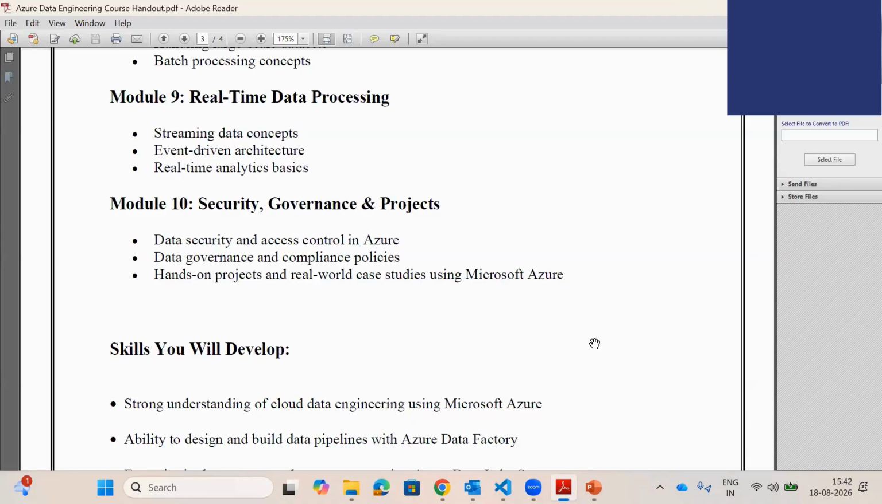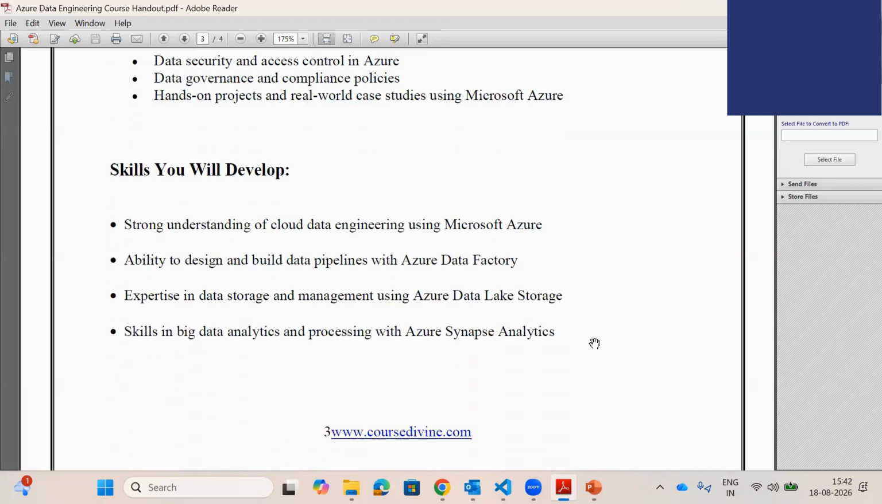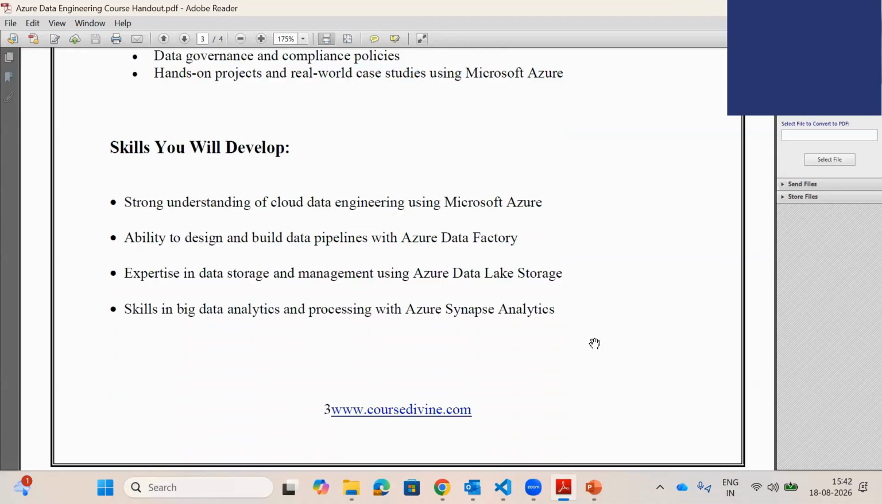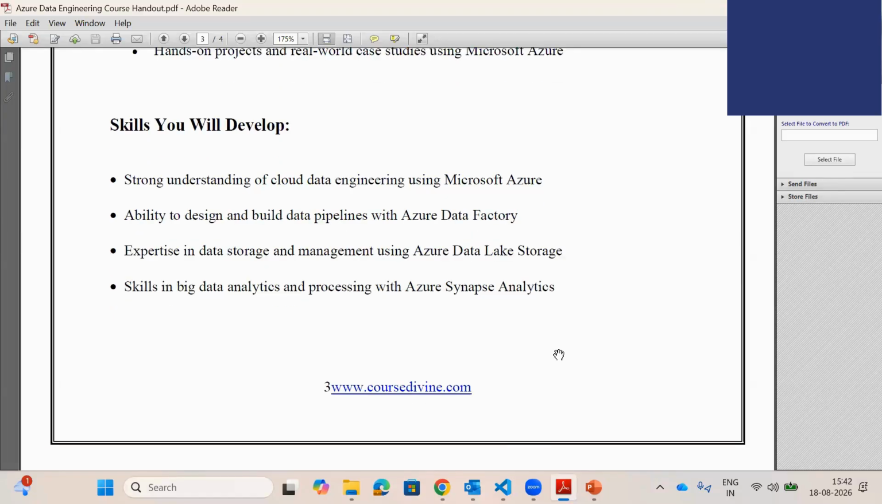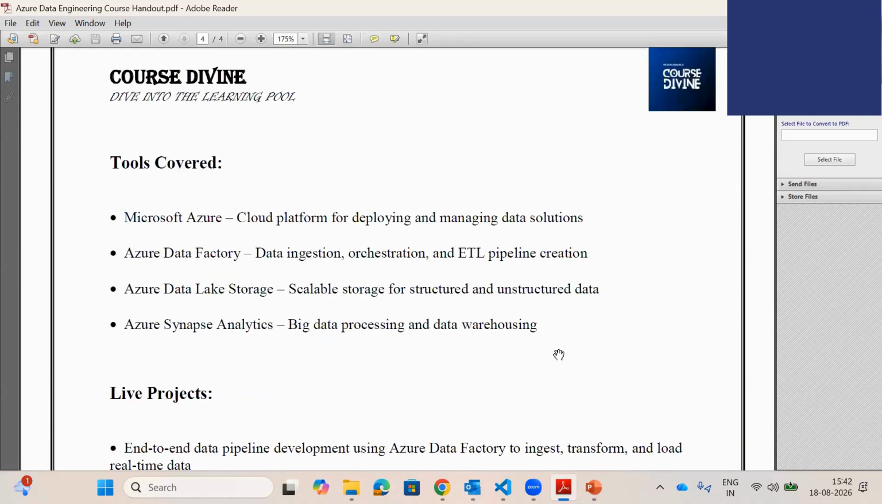And then we will do the hands-on project. Real-time case studies are going to be there using Microsoft Azure. The skills you will develop here are a strong understanding of cloud data engineering using Microsoft Azure, the ability to design and build data pipelines with ADF, expertise in data storage management in Azure Data Lake, and skill in big data analytics processing with Azure Synapse Analytics.